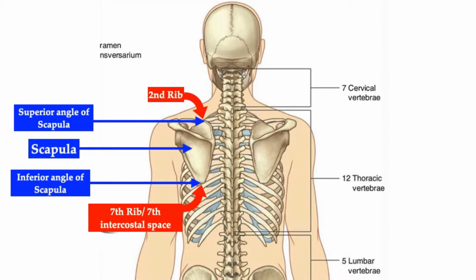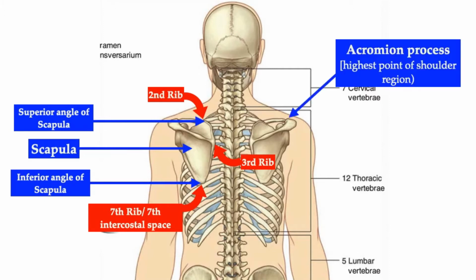You know about spine of scapula and apex and base of the spine of scapula. So the apex of the spine of scapula lies at the level of third rib. This is acromial process, which forms the highest point of the shoulder region.